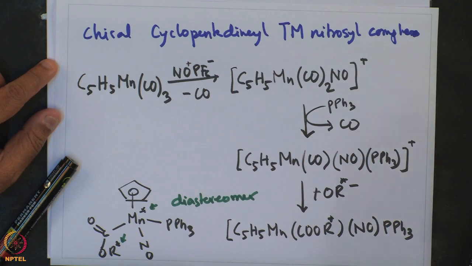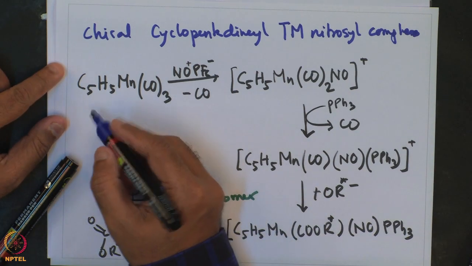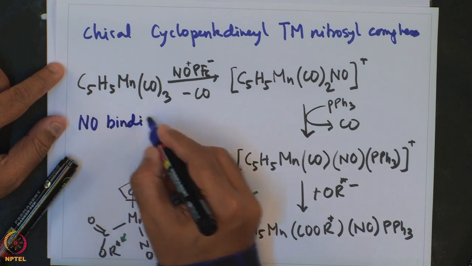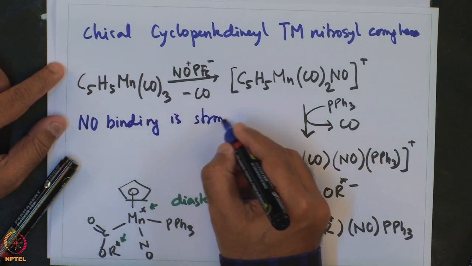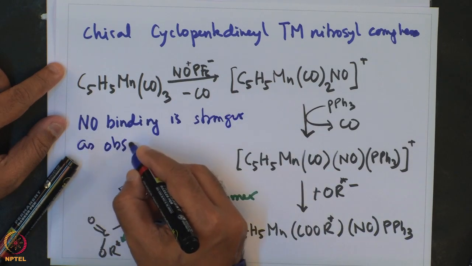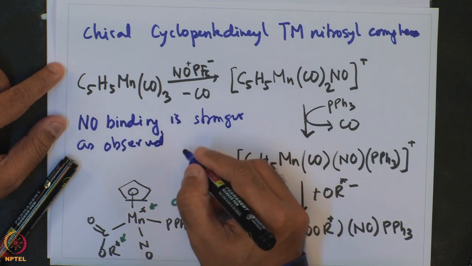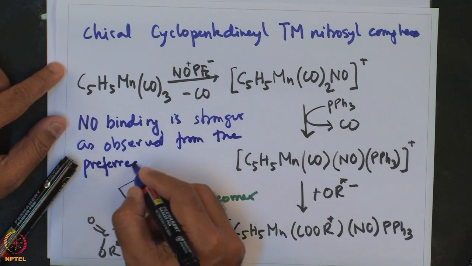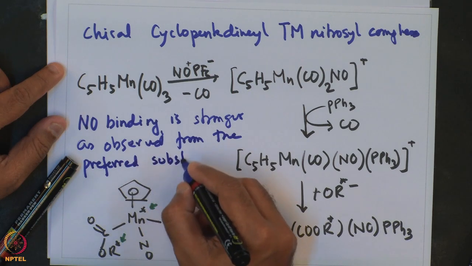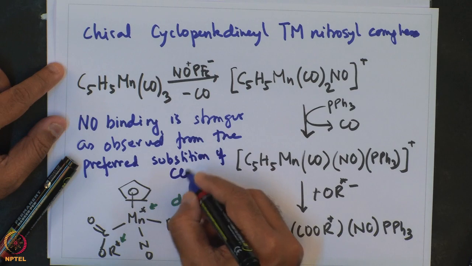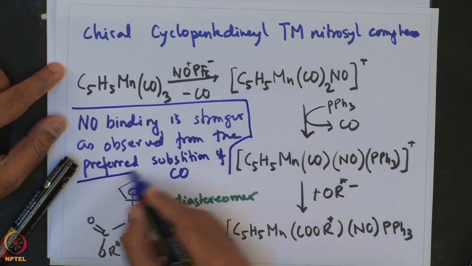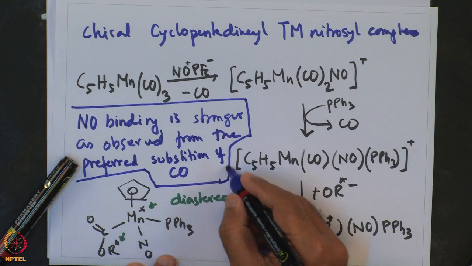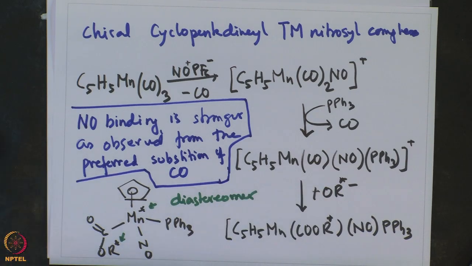Now, what this reaction underlines though is that the NO binding is stronger, as observed from the preferred substitution of CO. So, what is important here is that the phosphine knocks off another carbonyl and not a nitrosyl, thereby indicating that NO binds strongly to the metal center.